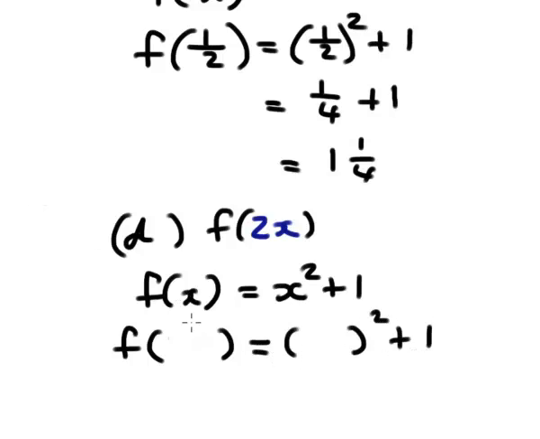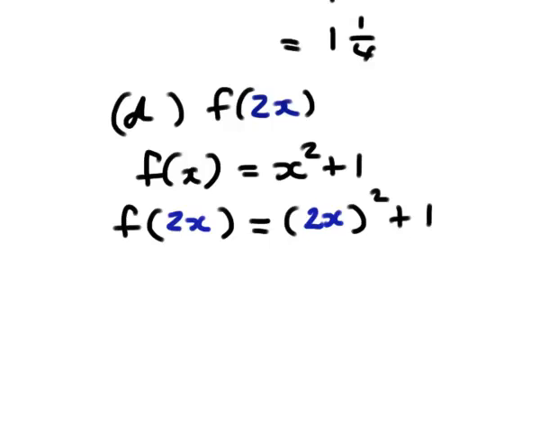So there's x, and now 2x is going to go in there. What's it going to look like? That x you multiply by 2, and that x has been squared. So you take the x, multiply by 2, and then square it. That's why I always use the brackets there. So what do we know? f(2x) is going to be 4x squared plus 1.